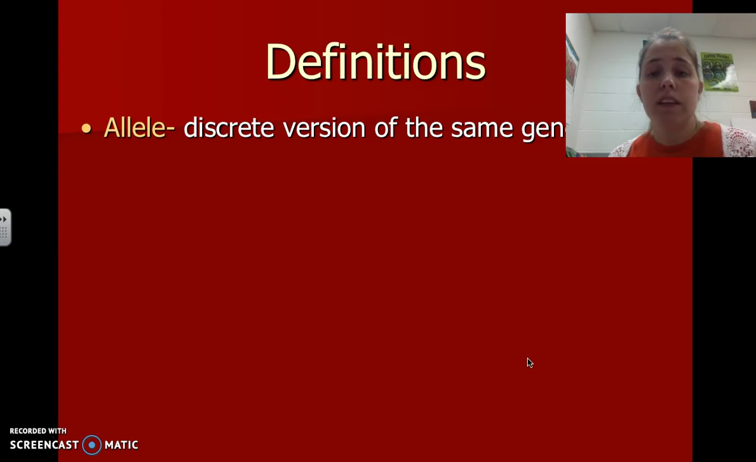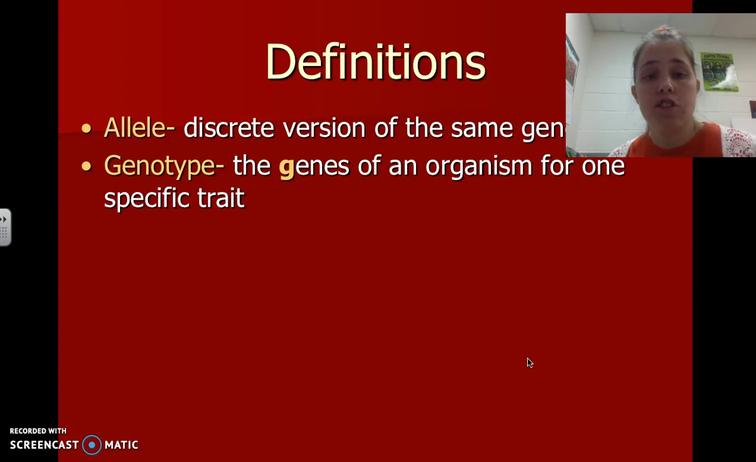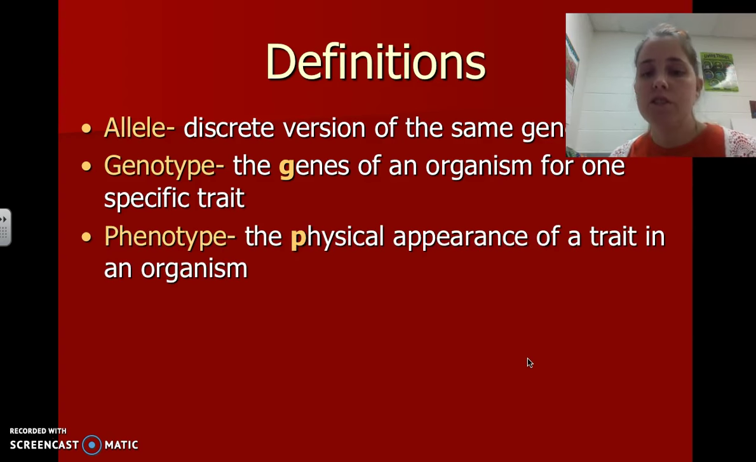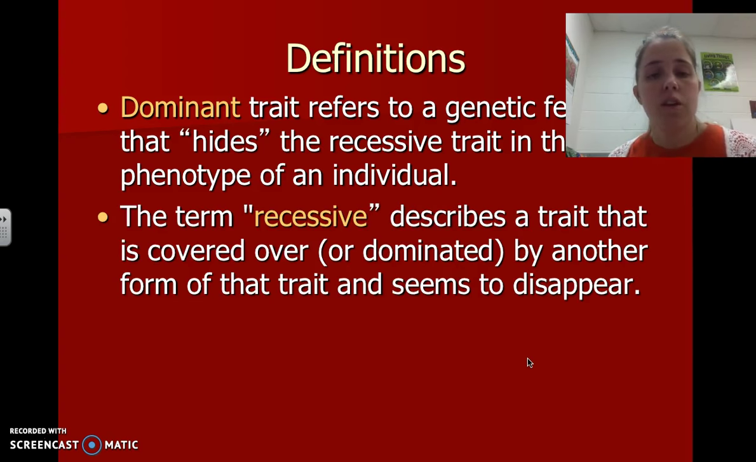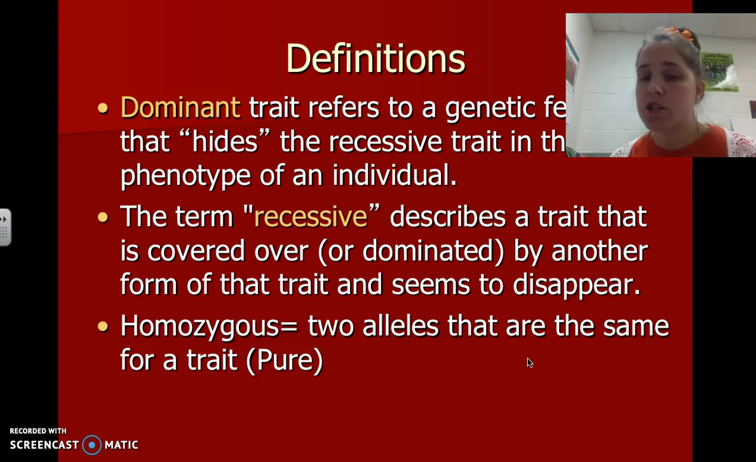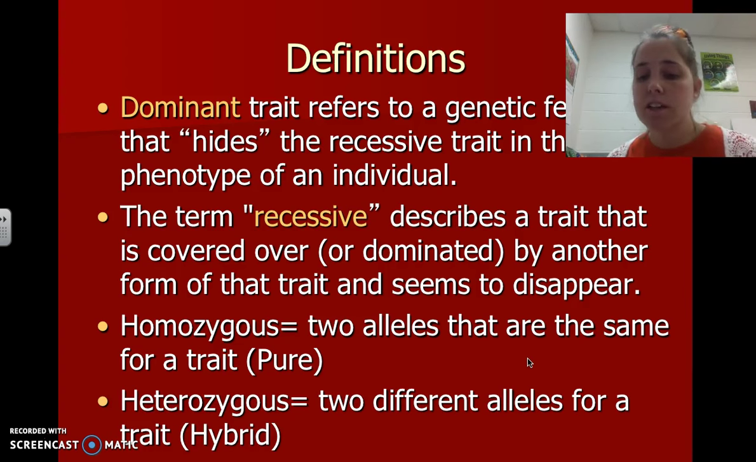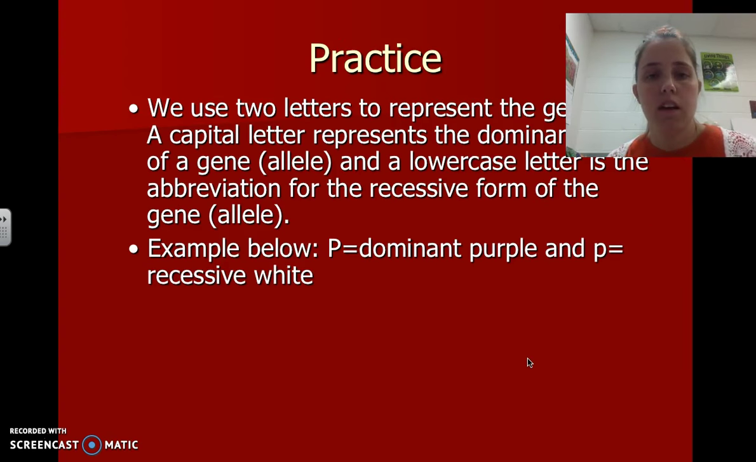Okay, so you should remember an allele is just a version of a gene. Genotype is the genes that the organism has, so it'll be 2 letters. Phenotype is the physical appearance, or a photo-pheno. Dominant traits are the ones that are stronger. Recessive traits are the ones that are not so strong. Homozygous, you have 2 alleles of the same trait. These are purebred or true breeding individuals. Heterozygous, or 2 different alleles for that trait. These are hybrids.